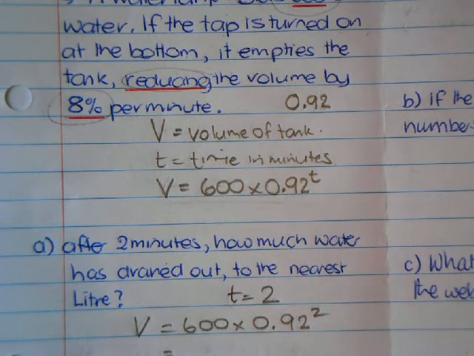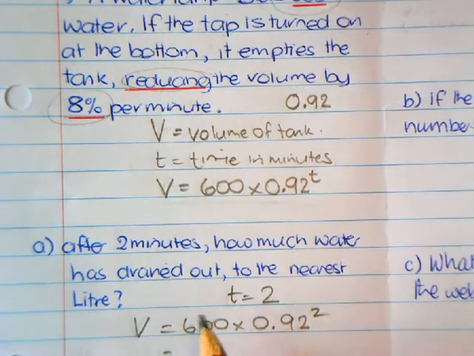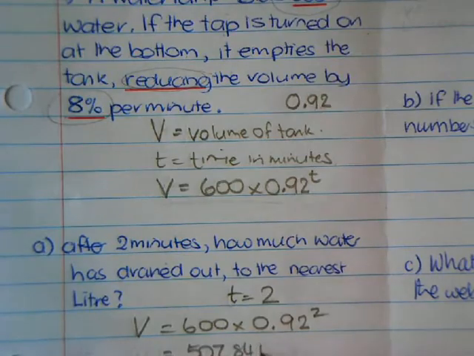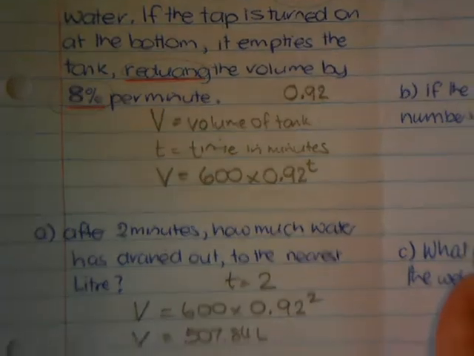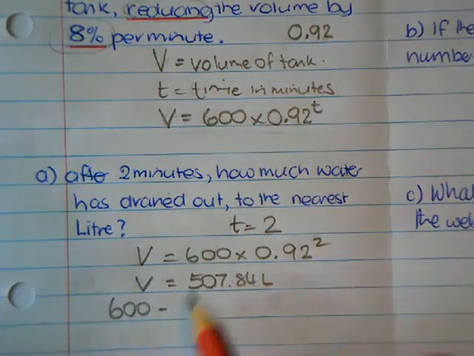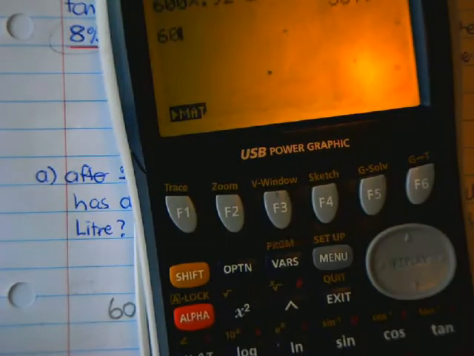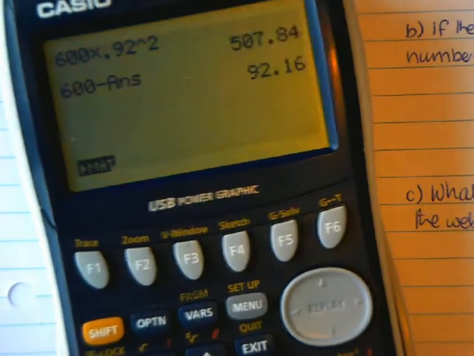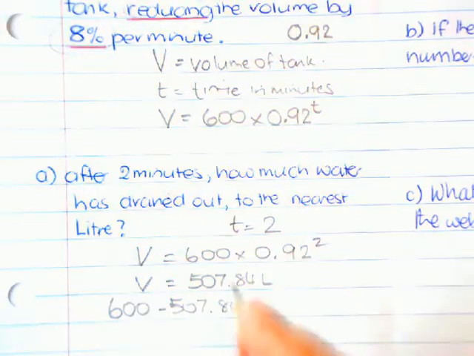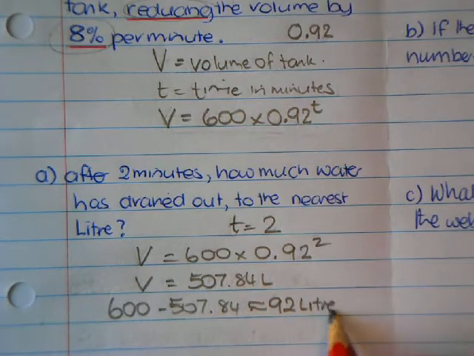And that is volume 600 times 0.92 squared equals 507.84 litres. That's after 2 minutes, but the question said how much water has drained out. So what we have to work out is 600 subtract off the 507.84. So we do 600 subtract that answer equals 92.16. So to the nearest litre, approximately 92 litres of water.